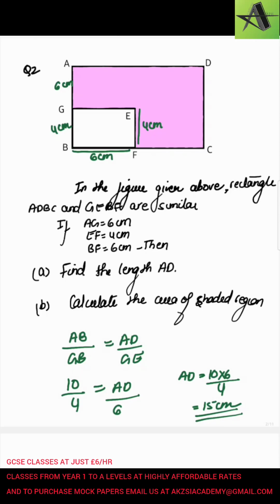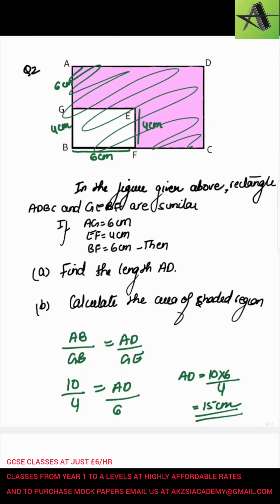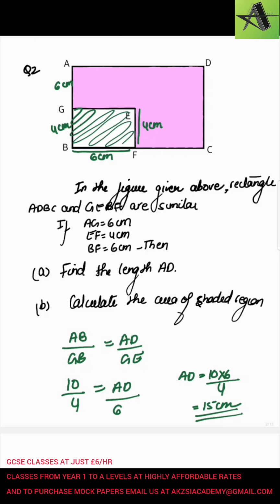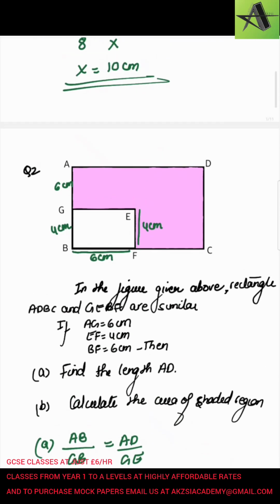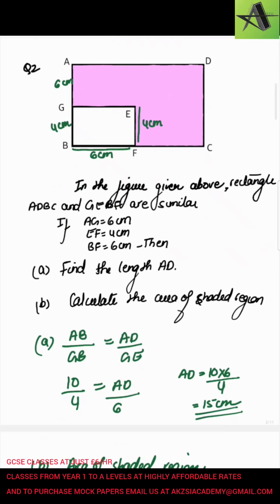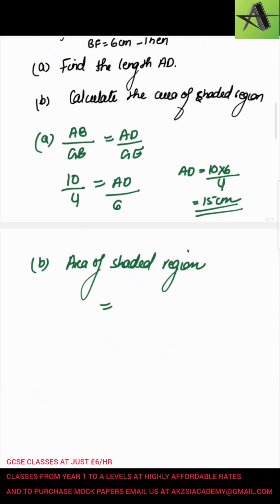Moving on to part B, calculate the area of the shaded region. It's very clear. If I calculate the area of this whole rectangle and subtract the area of only this smaller rectangle, I'll get the area of the shaded region. So this was for part A. And for part B, area of the shaded region is equal to the area of the bigger rectangle, which is ABCD, minus the area of the smaller one, which is EFBG, or I would say GEFB.